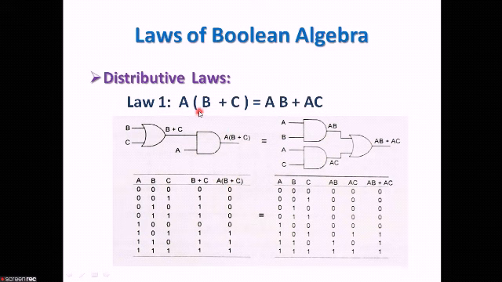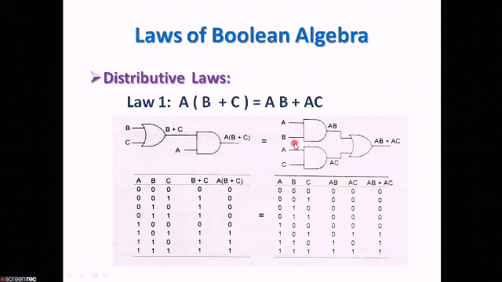Now just look here in this one. This is A into B plus C. So first we will be drawing this circuit, that is B plus C. B and C are the 2 inputs, and they go inside an OR gate, and the output is B plus C. Now B plus C dot A. So B plus C is coming here, and another input is A. These are going to an AND gate, and the output is A into B plus C.